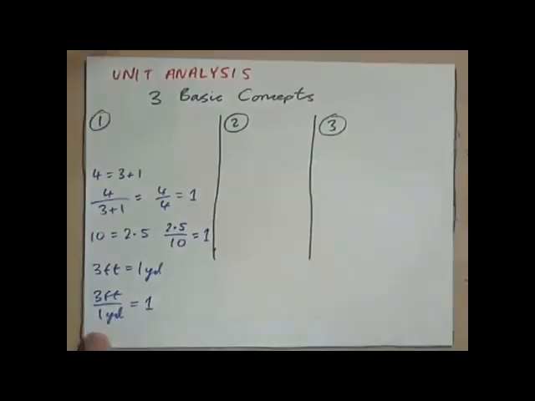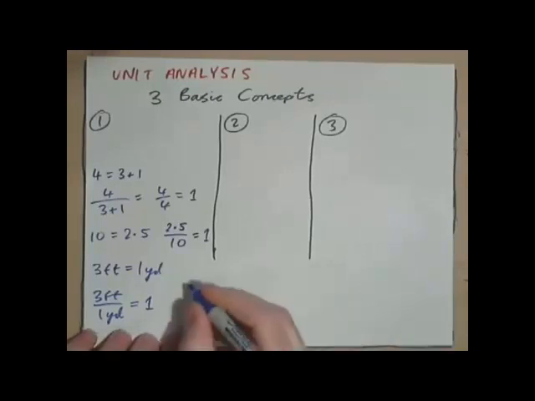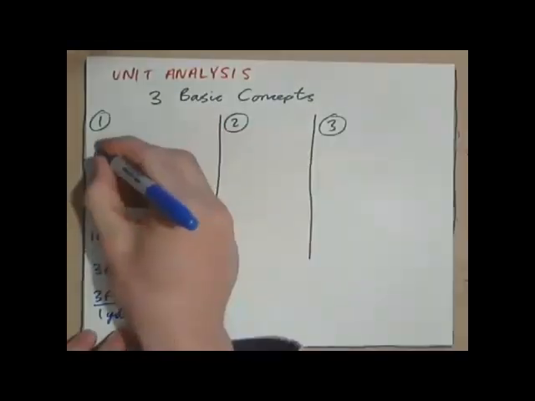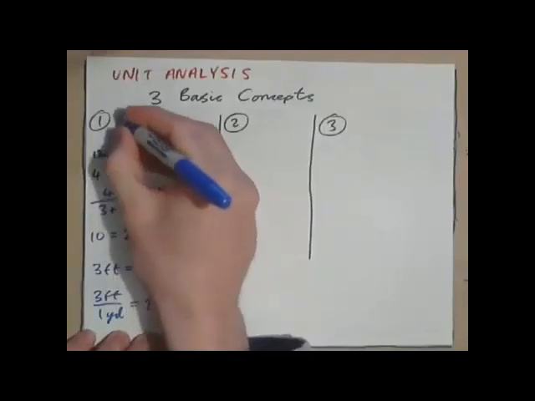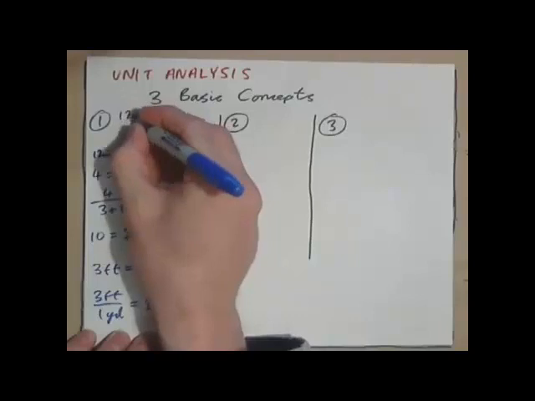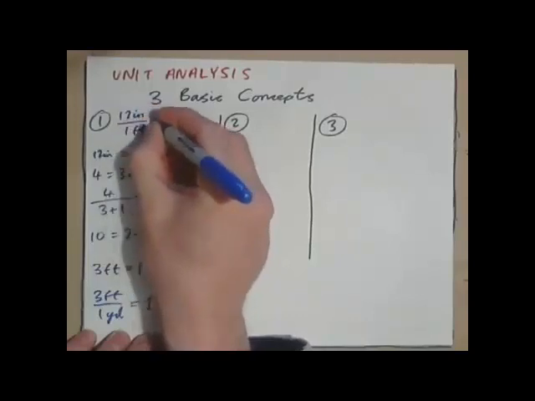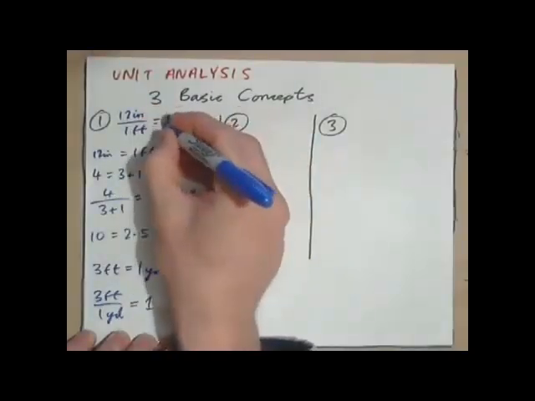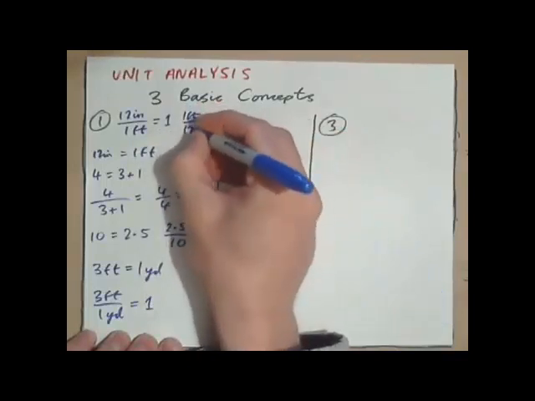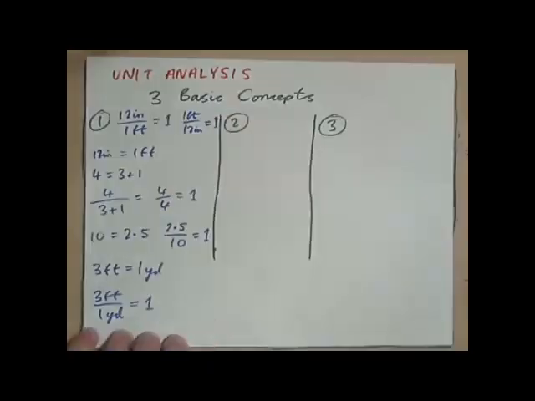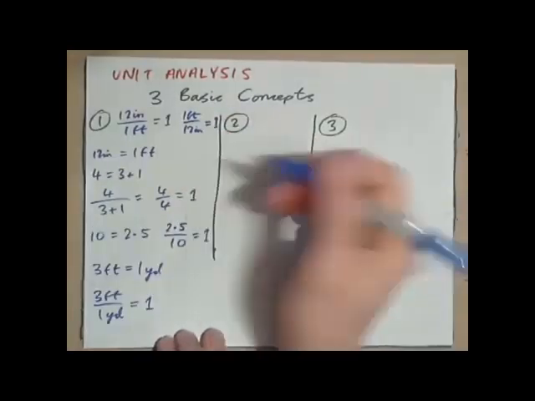Which would you prefer, 3 feet of string or 1 yard of string? It's the same thing, isn't it? Similarly, we could have 12 inches equals 1 foot. So 12 inches divided by 1 foot is equal to 1, right? And also, we could write 1 foot divided by 12 inches is equal to 1. Because they're the same quantity.